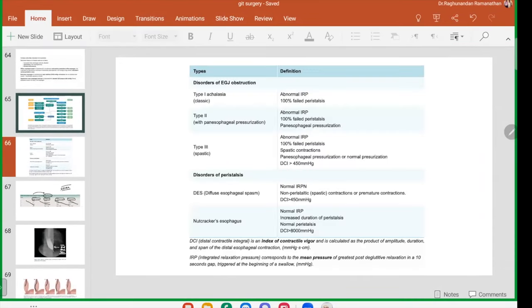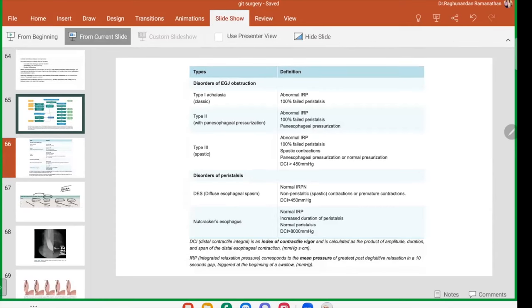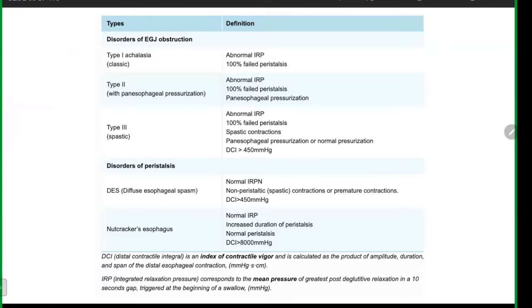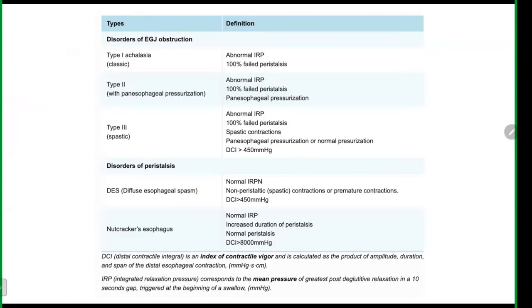Specifically in motility disorders, we use the Chicago classification. In the Chicago classification, we have type 1, type 2, type 3, three types of classification. So we call this the Chicago 4.0 classification.